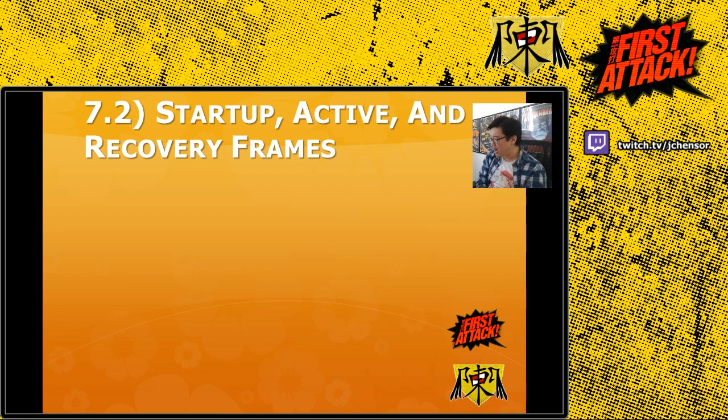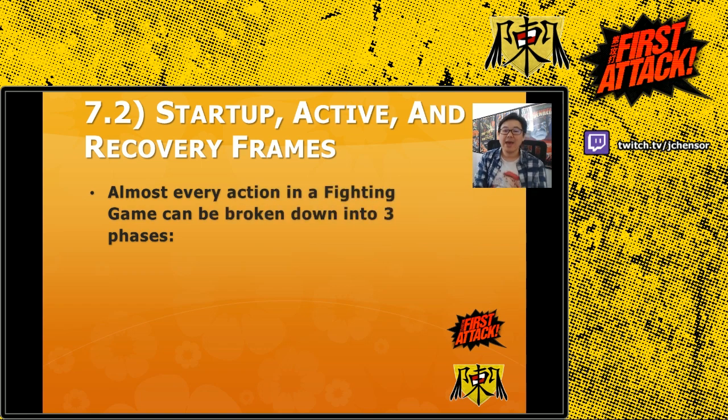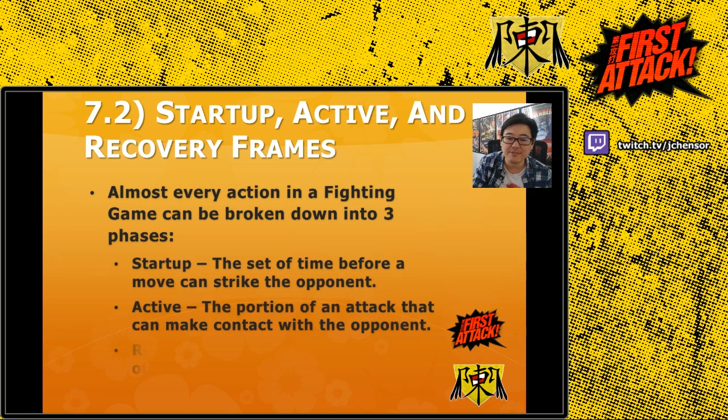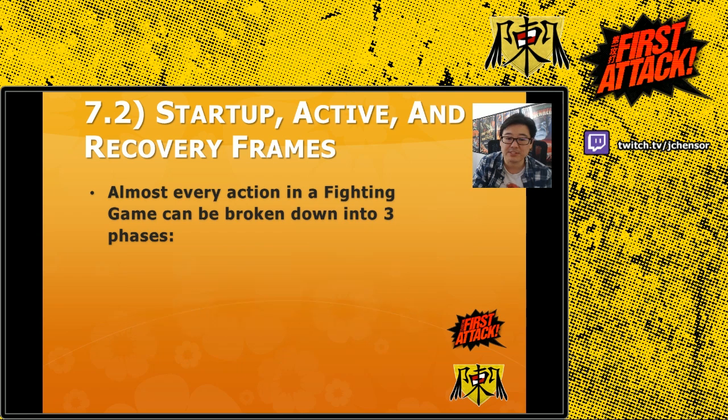In order to talk about frame data, we have to understand a universal concept in every fighting game. Every move that you perform has 3 phases that it goes through. Every attack that you perform has 3 phases. And these phases are going to be referred to as startup, active, and recovery frames. So every move that you perform goes through startup, active, and recovery.